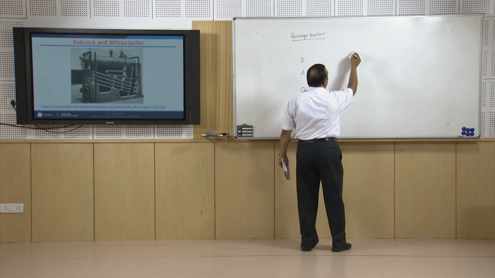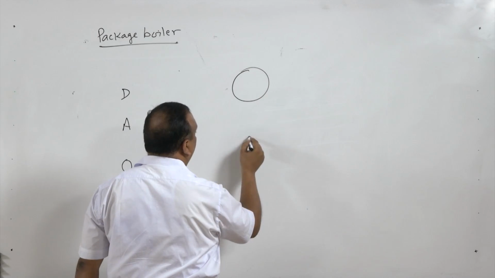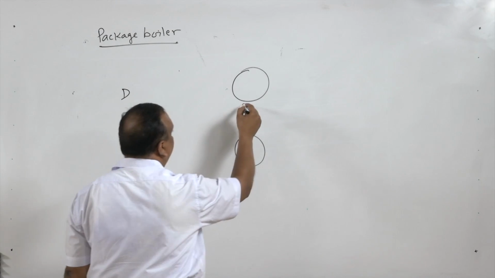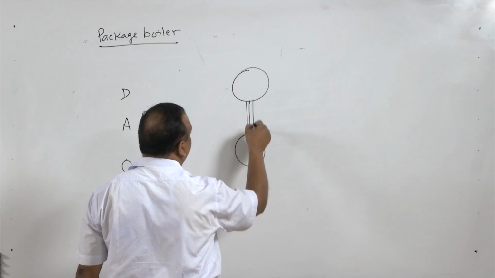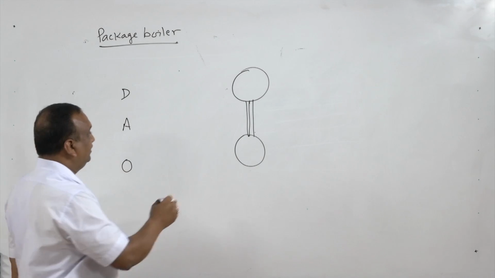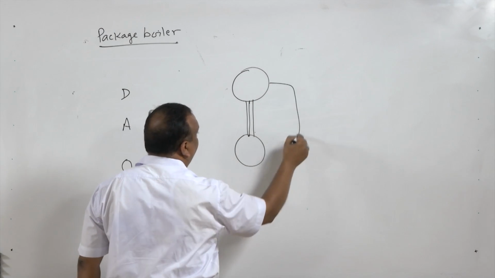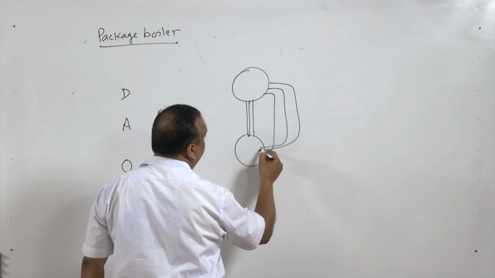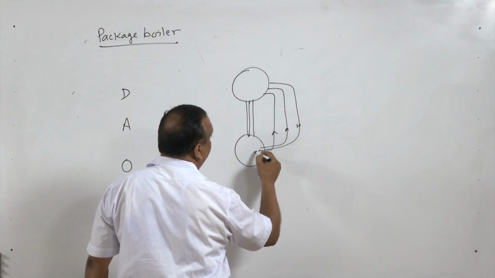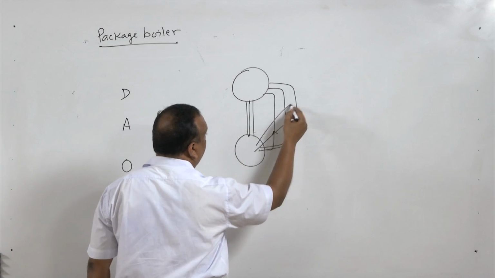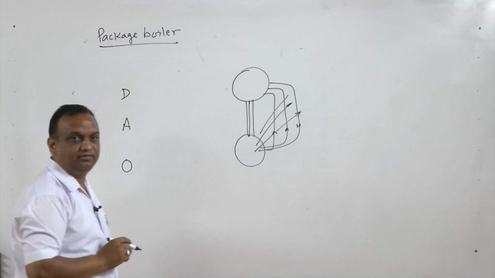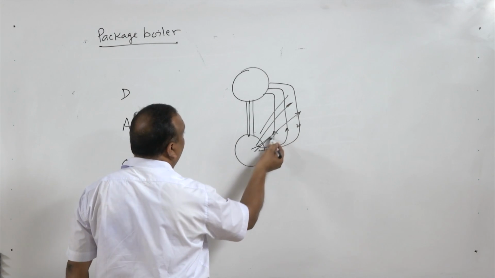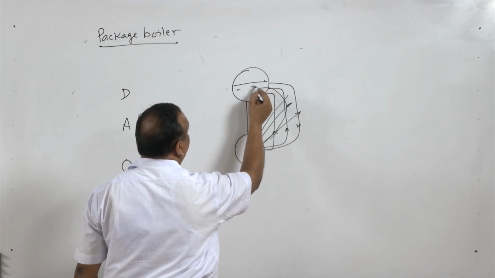In principle, there is a steam drum and there is a water drum, right? And the steam drum is connected with the water drum. And there are D type tubes like this, curved tubes, in which the water flows and the flue gases are blown over these tubes, right? And the water is converted to steam, and the steam is collected in this shell.